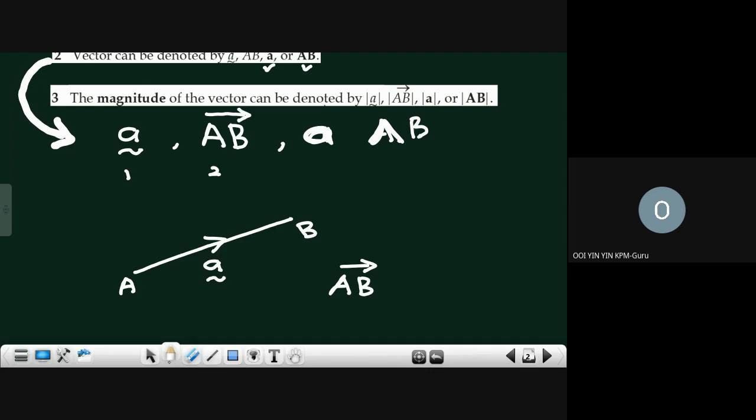I hope you understand. So this third and fourth one, I erased, because we are not going to use them. Only the first and the second one we use a lot like this.